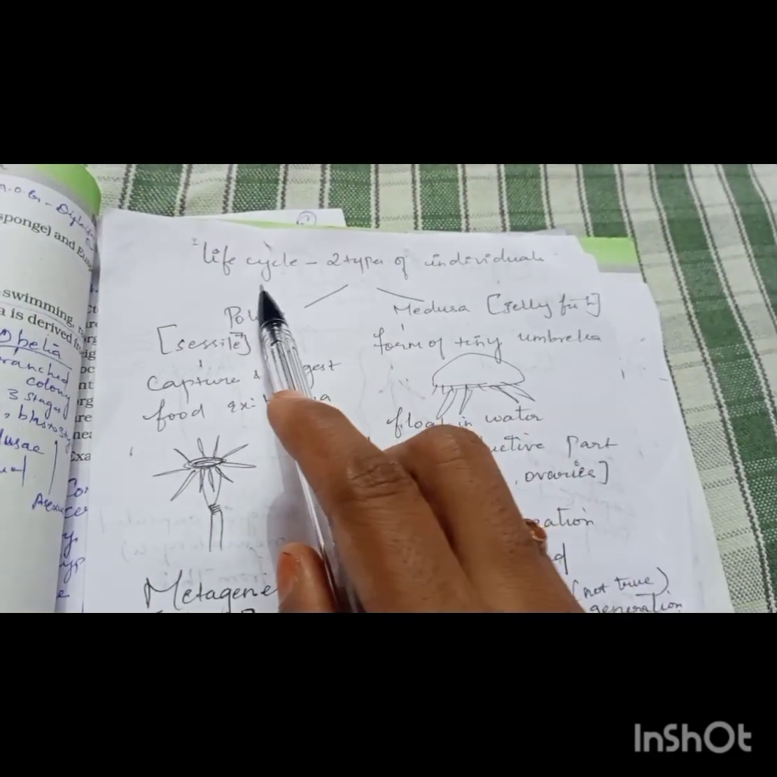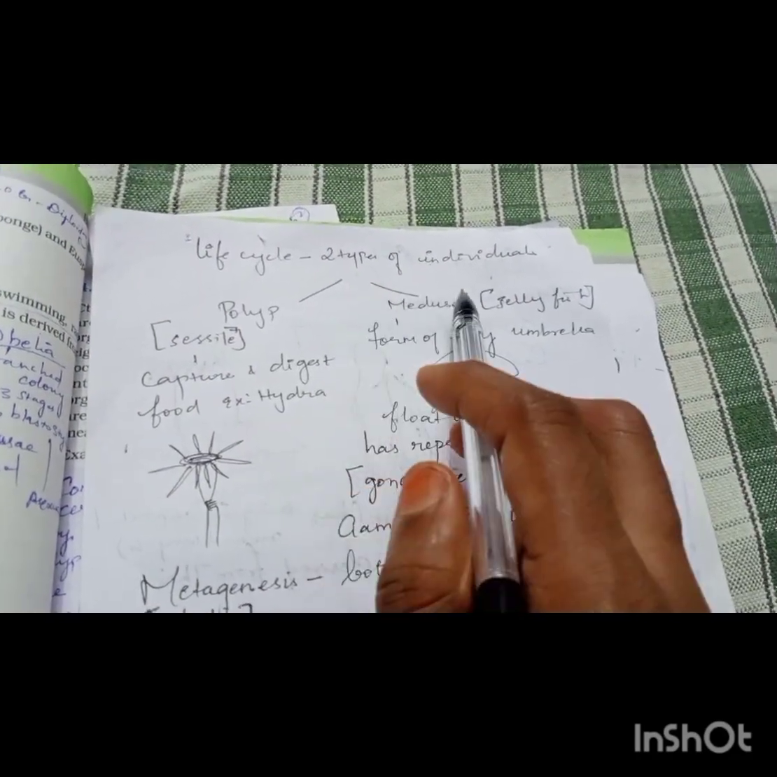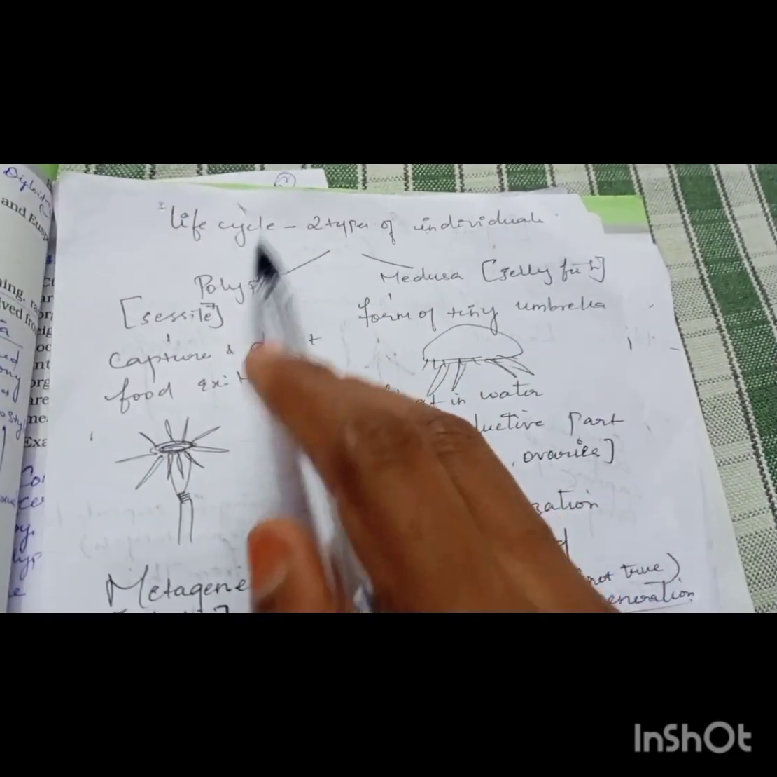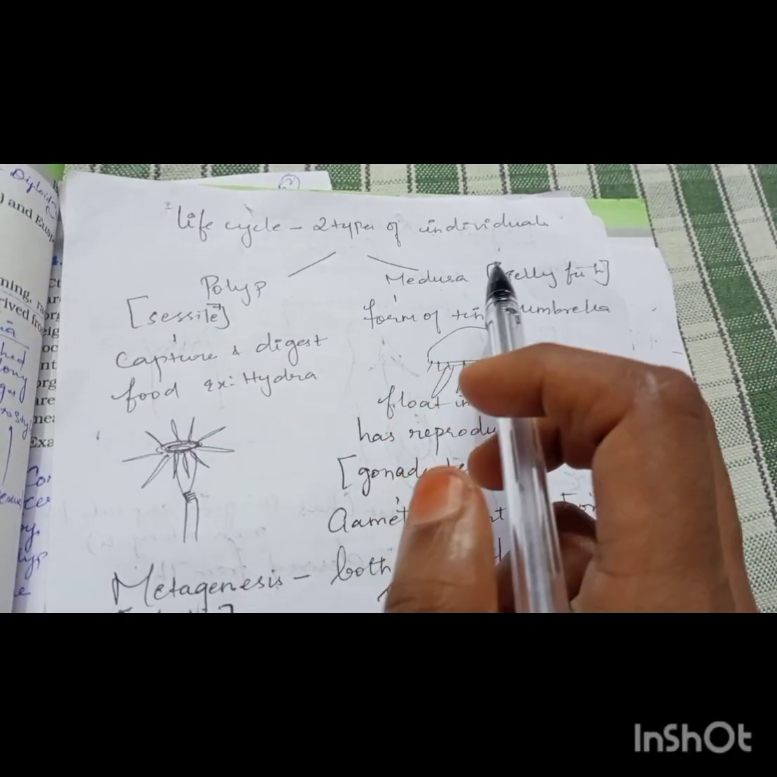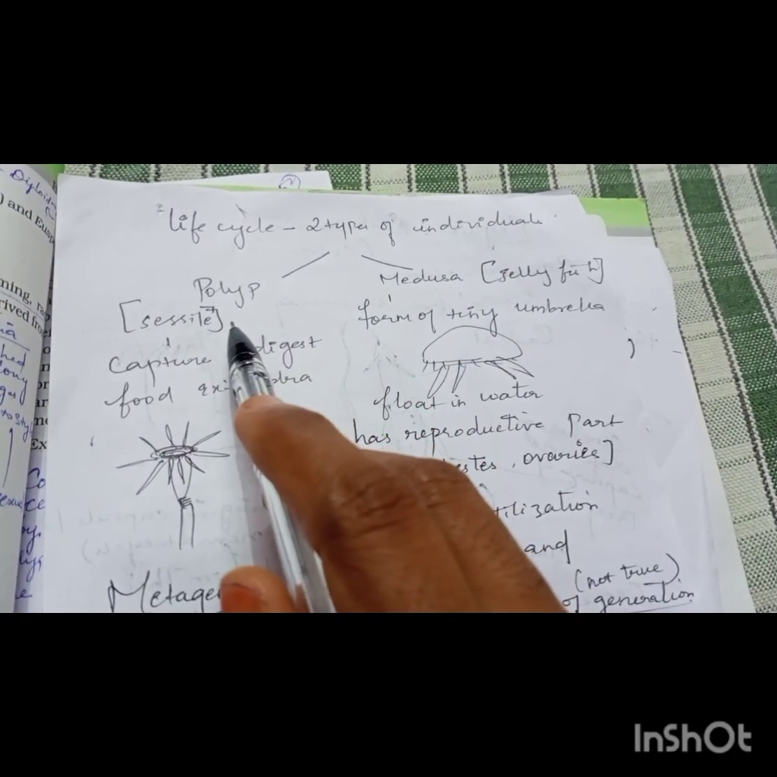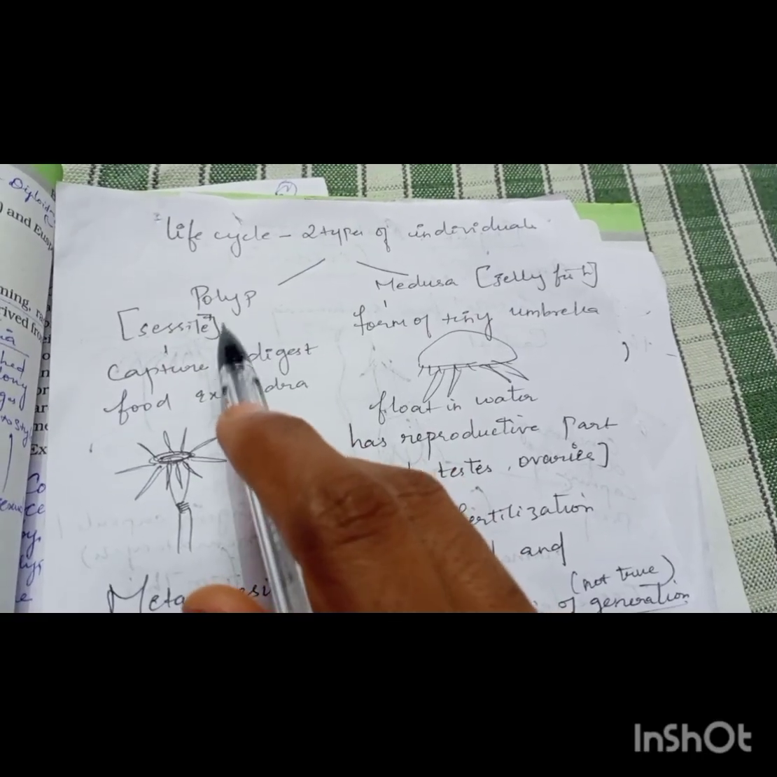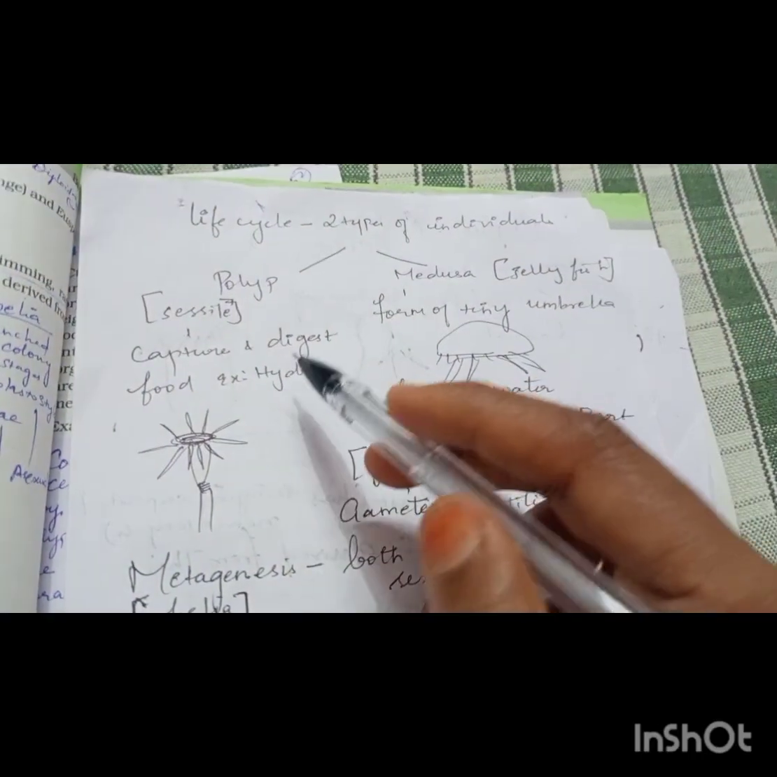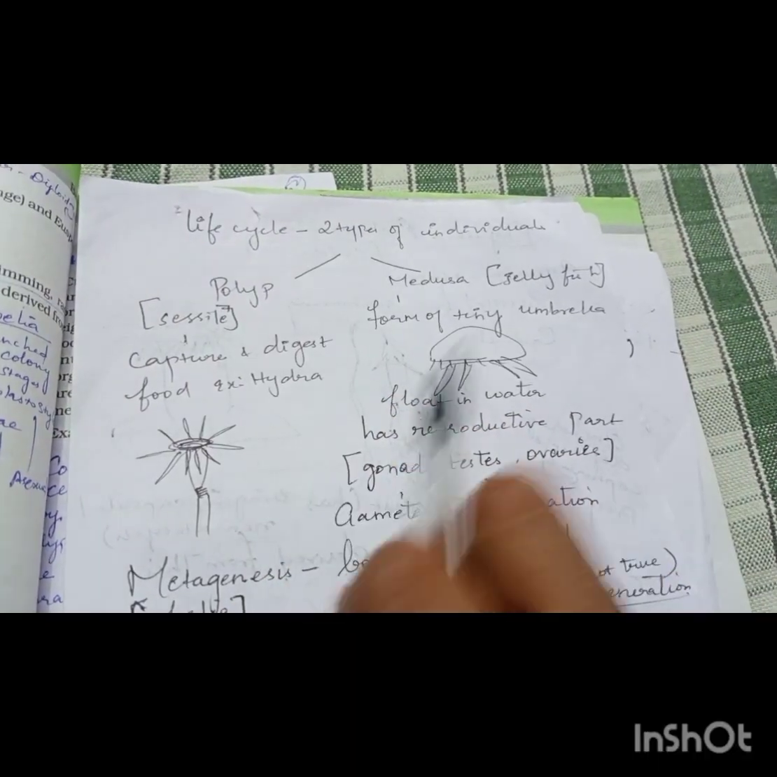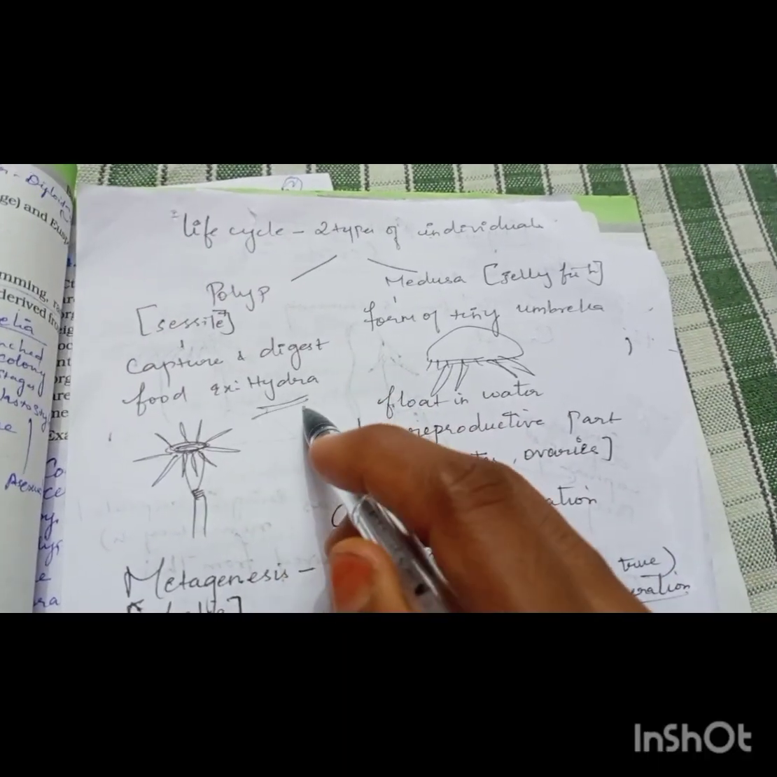So now let's see the life cycle of phylum Coelenterata. In the life cycle, two types of individuals will be produced. One is polyp and another is medusa. So polyp, it's actually sessile. It doesn't have any reproductive organs. It simply captures the prey and digests it. An example for this kind is hydra.